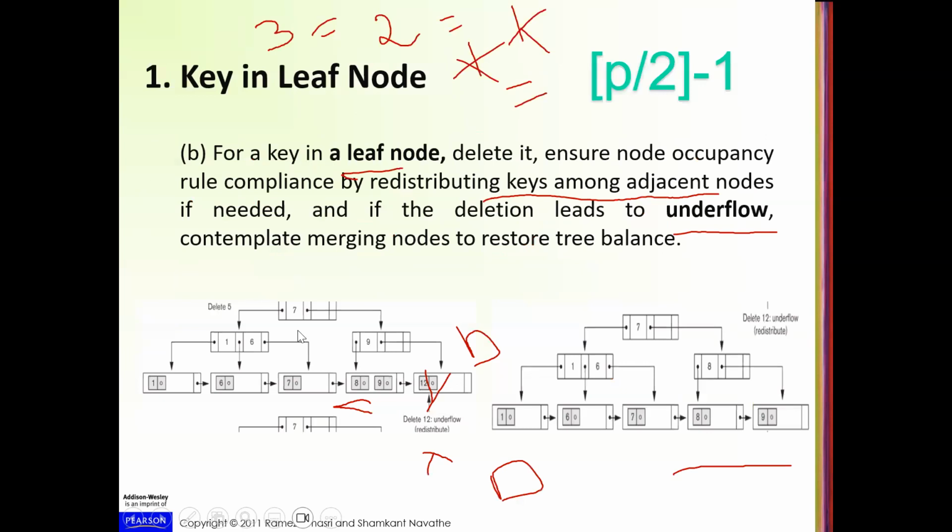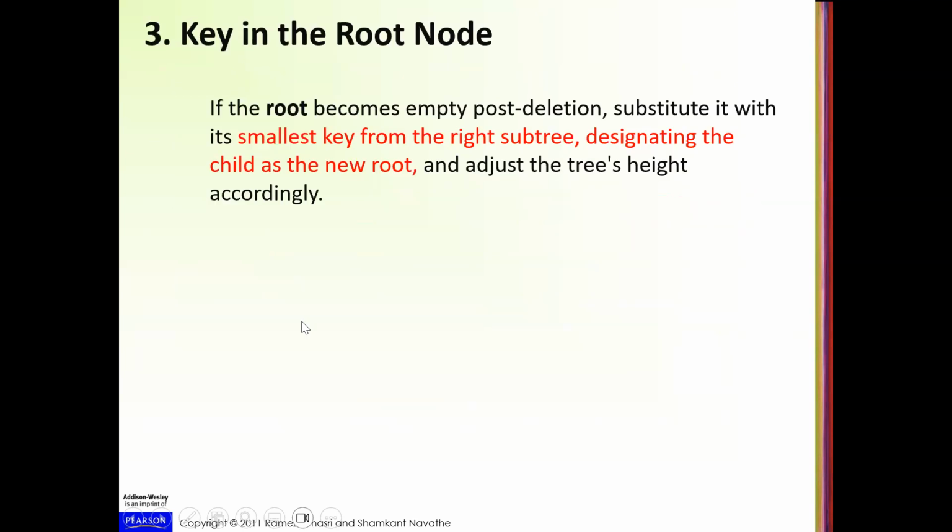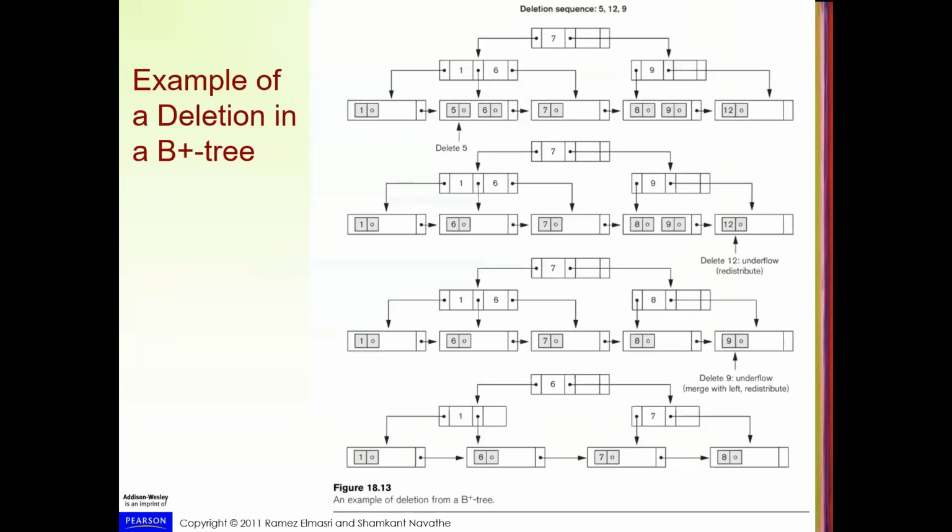For example, here we try to delete 7, then we go to the right of it, 9, and then we take the smallest keys. So 8 will be placed here. So this is how the three cases exist while we are trying to delete from the B plus tree. We have an example given here.